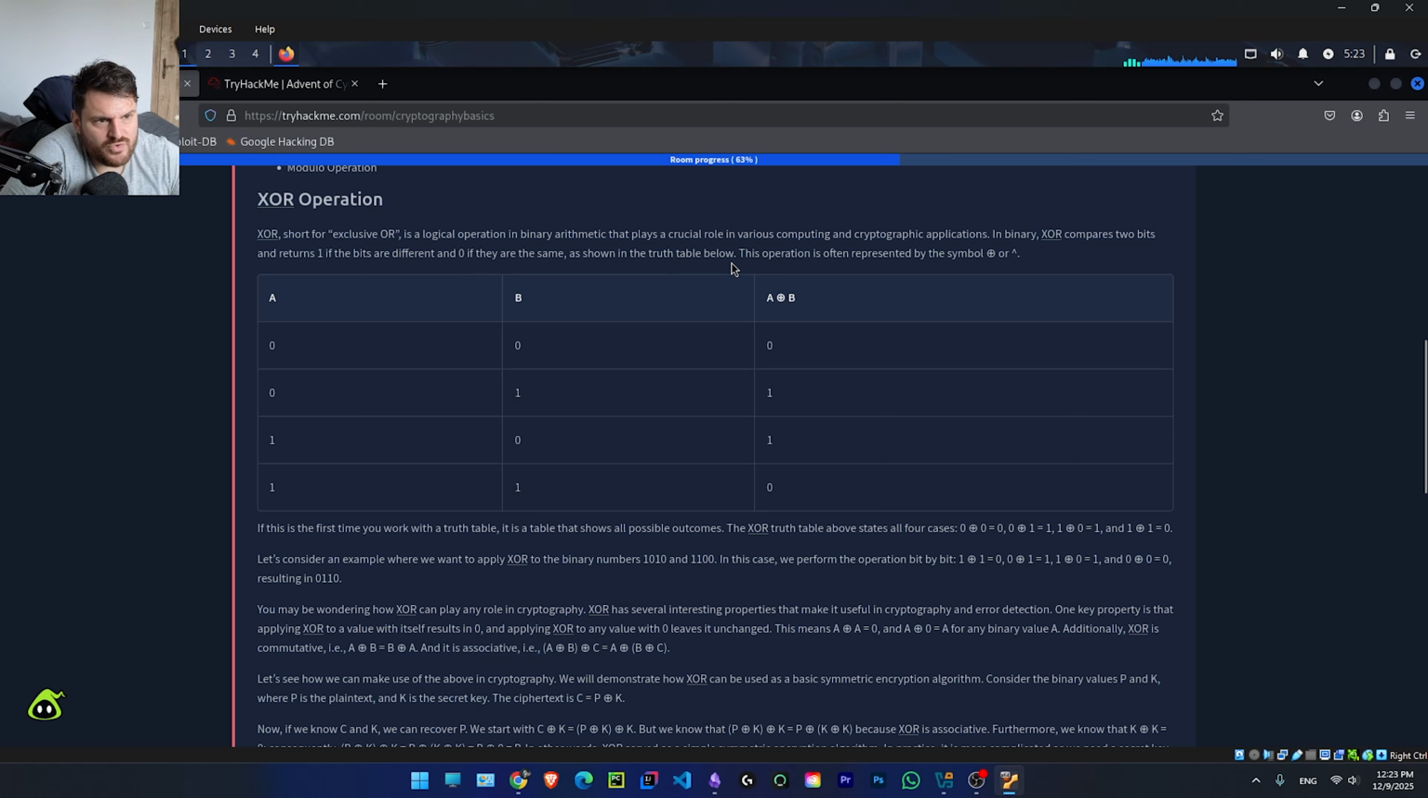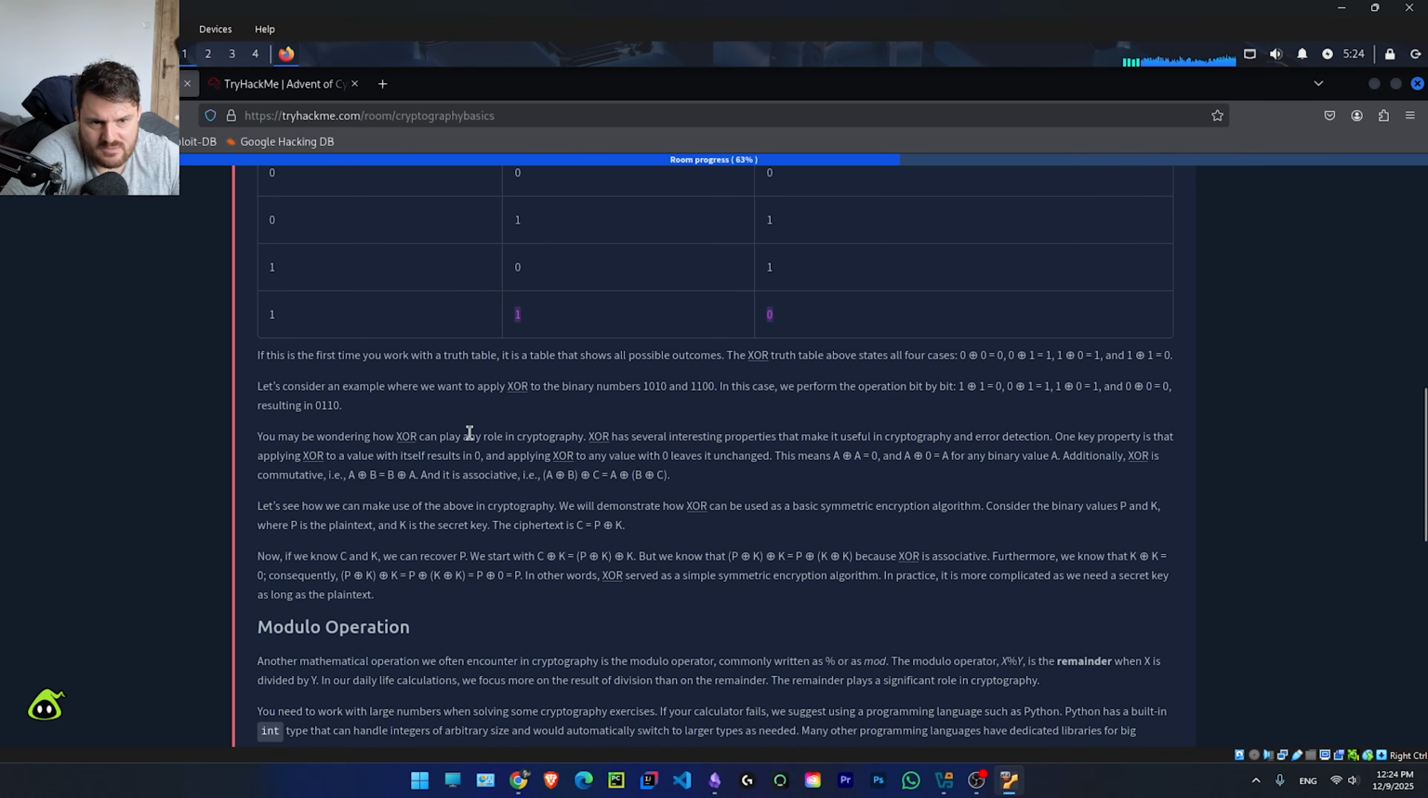As shown in the truth table below, this operation is often represented by the symbol ⊕ or the symbol ^. These two symbols. A, B, and then A XOR B. So XOR compares two bits and returns 1 if the bits are different, 0 if they are the same. A and B the same gives 0, they are different gives 1, 1, and then again the same gives 0.